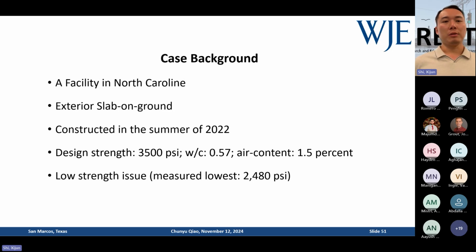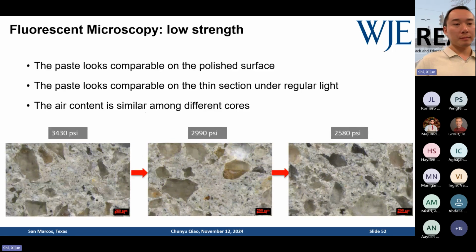So they have a low strength issue. The strength from the core samples only measured, let's say, 2,500 PSI, after, I think, a month or two. This case, I did like 2 years ago, literally a few months after the slab on ground was placed. They have some good parts and some low strength parts for this slab.